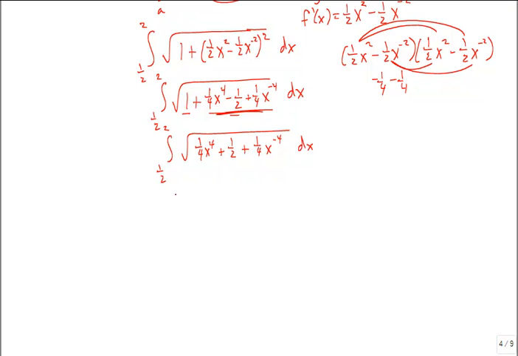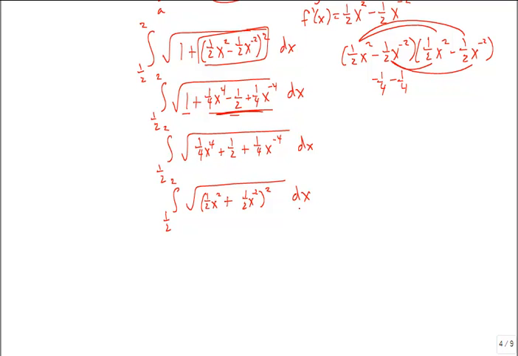So that means we get lucky here. These 3 terms that I have right here factor back into a perfect square. You need a 1/2 x squared in front to get that 1/4 x to the 4th. You need a 1/2 x to the negative 2 on the end to get that 1/4 x to the negative 4. And you need a plus in the middle to get that 1/4 plus 1/4, which is 1/2. So it looks just like this, but with a plus sign instead of a minus sign.